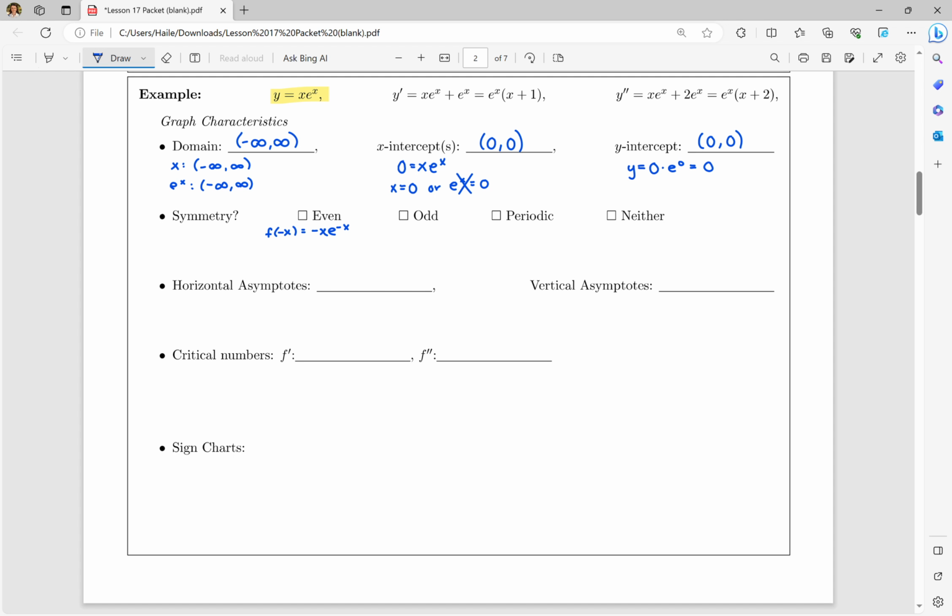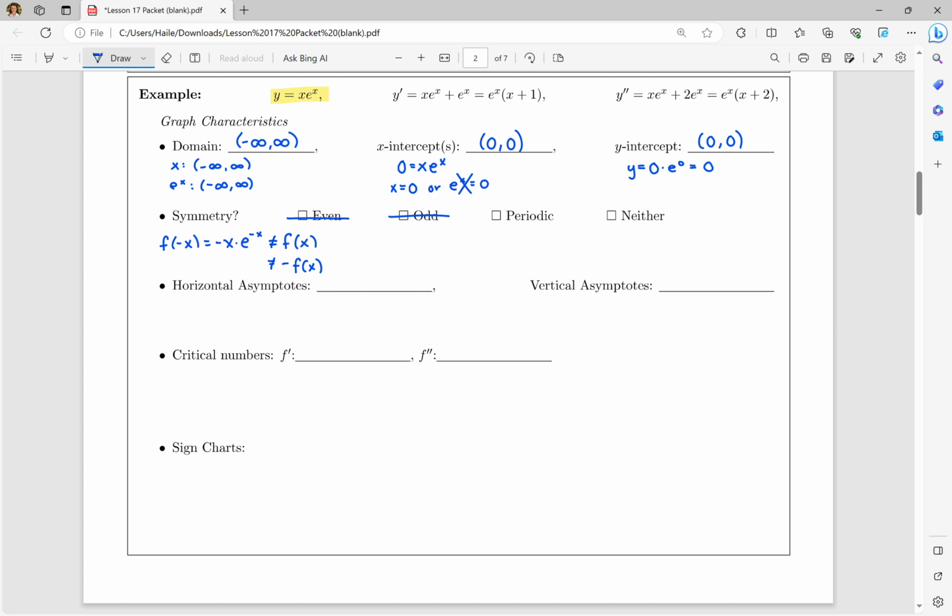And so actually let me write this a little different. So first we have f of negative x is equal to negative x times e to the negative x. This is not equal to f of x, nor is it equal to negative f of x, because we also have that negative in the exponent of e. Okay, so it's not even, it's not odd.